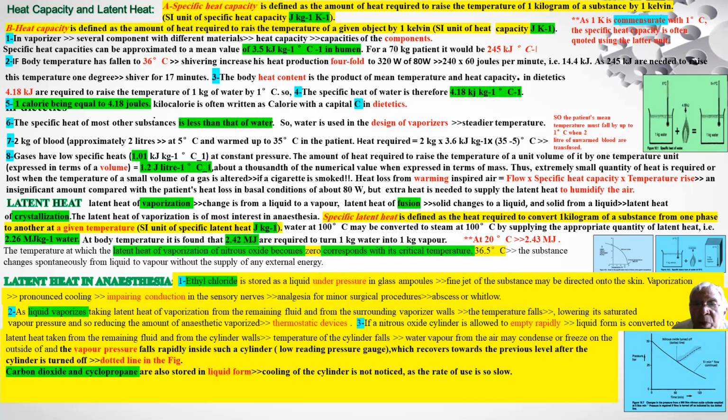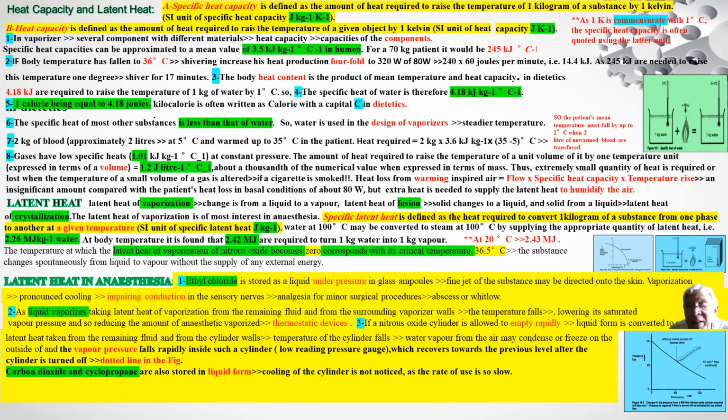Joule per kilogram. The specific heat was joule per kilogram per Kelvin, but the specific latent heat is joule per kilogram. So, for instance, if I want to convert water to steam at 100 degrees, we need around 2.26 megajoule per kilogram of water. This is the amount required to transfer this liquid into vapor at that temperature.